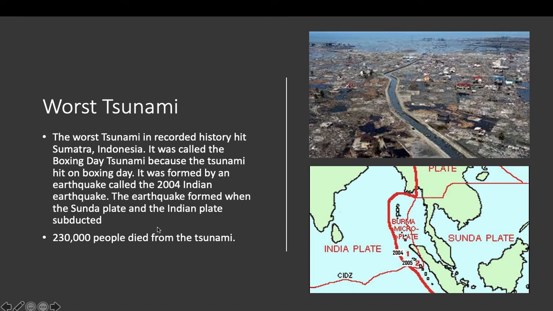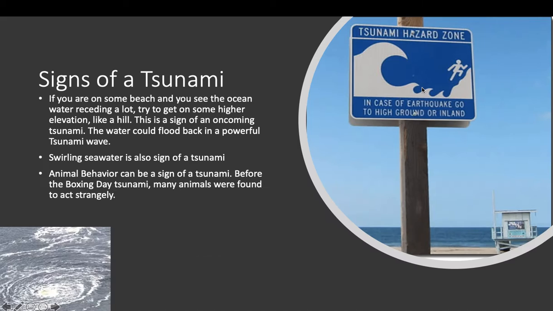230,000 people died from the tsunami, and you can see the waste. It's like a lot of pieces of paper, and it flooded most of Sumatra, Indonesia, and it was devastating.